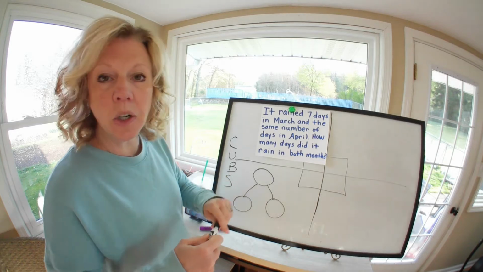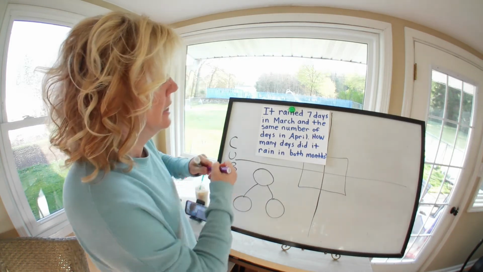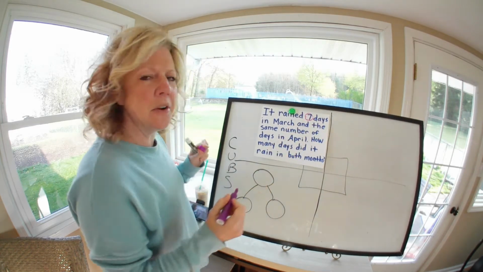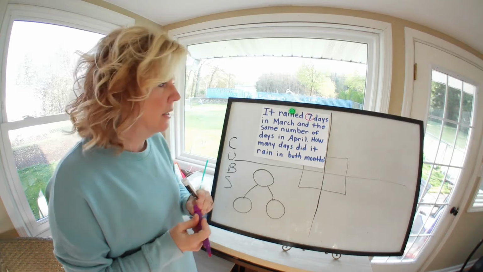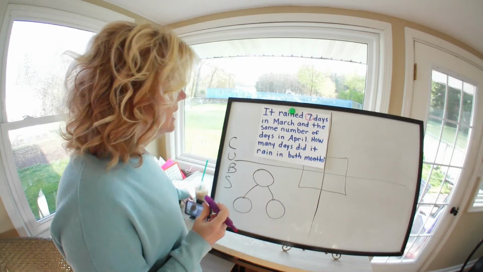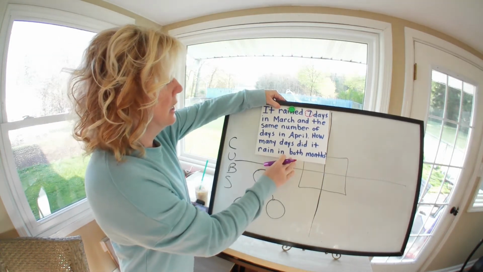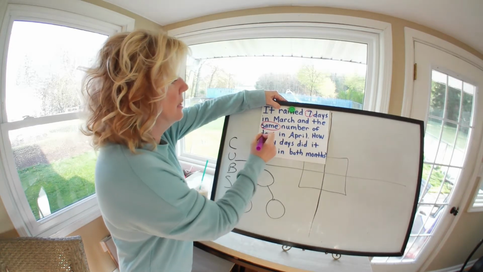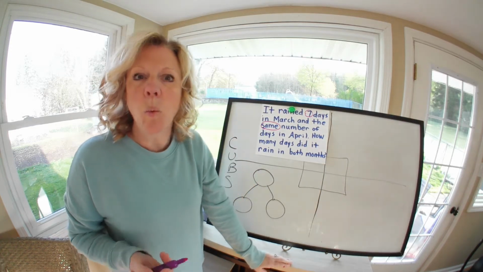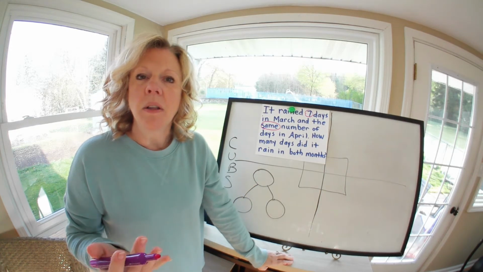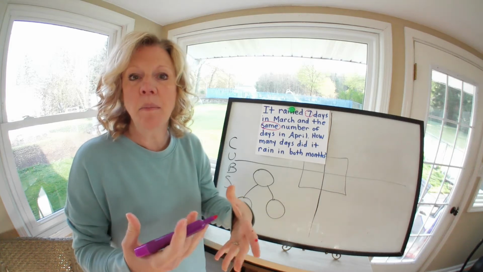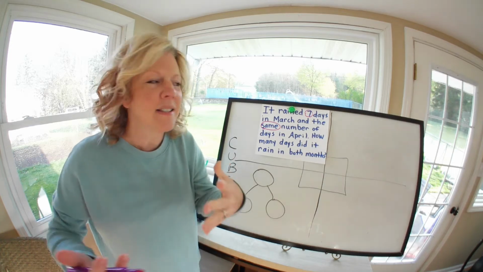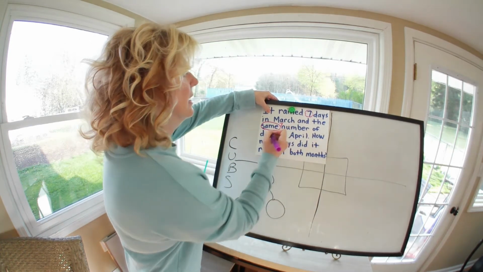And I know I need to circle my numbers. So I'm going to go ahead and circle the 7. But what's the other number that I have to circle? There isn't one, is there? But what I do see is a word that helps me. It says the same number. Do you see it? The same number of days in April. Well, what does that mean? So that means that there were 7 in March. So it has to be the same in April. So guess what? Yes, there's 7 in April.